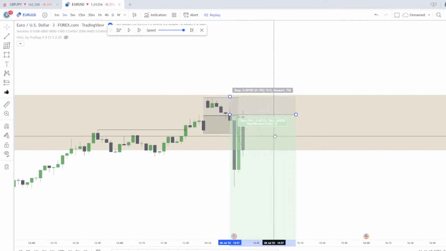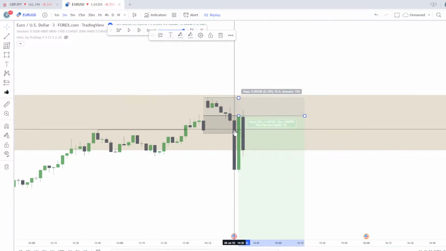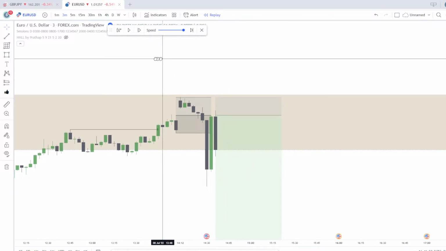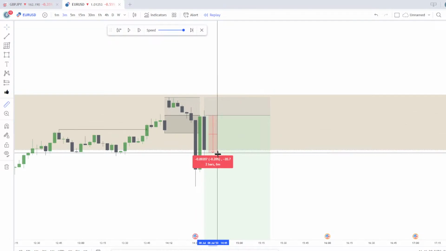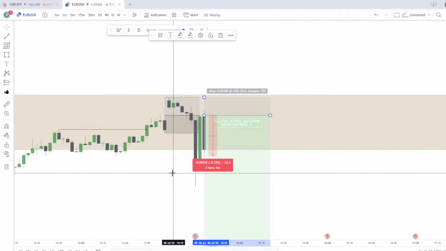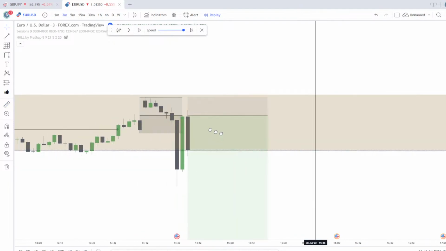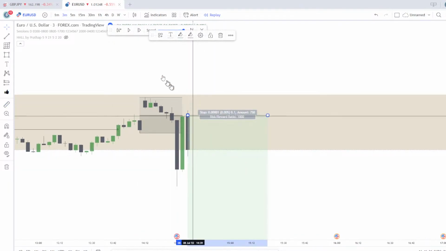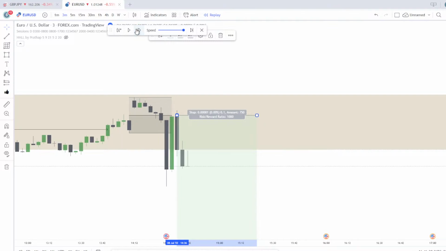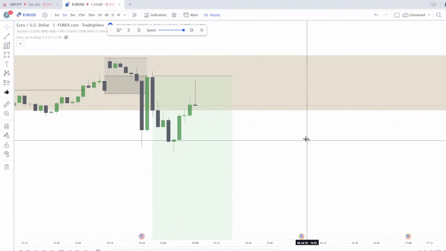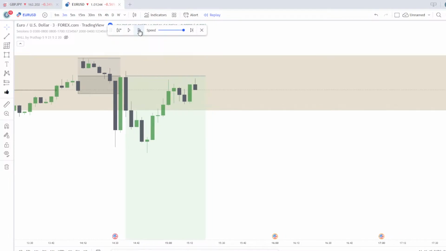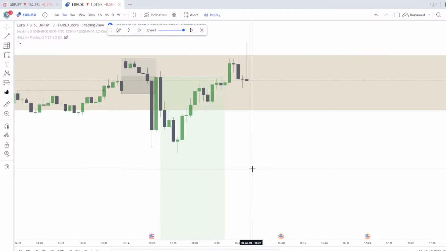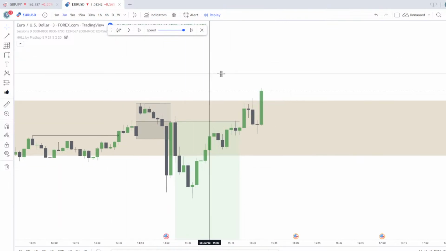Okay, what's price going to do? Okay, we got tagged in here, and this candle. We are currently break even. This is 2R. 20 pips is good. So we break even. Yeah, we break even on this bad boy.